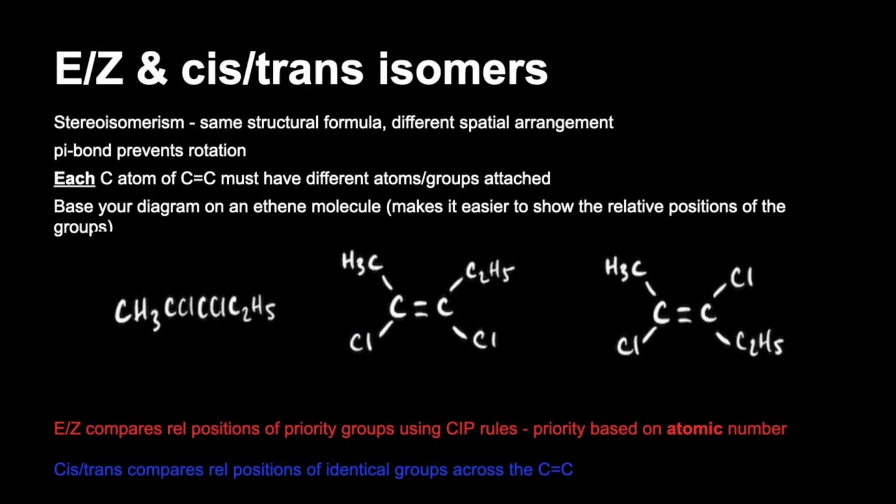And then thinking about cis-trans isomerism, for a molecule to show cis-trans it has to be able to show EZ, but now we're comparing the relative positions of identical groups across the C=C double bond. You can see the identical groups are the chlorine atoms, and they're on the same side, so this would be the cis isomer. That's the trans isomer.